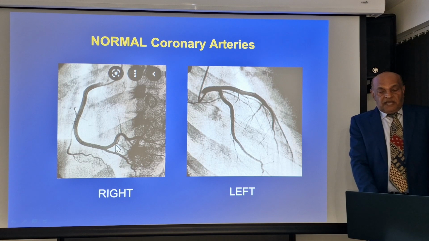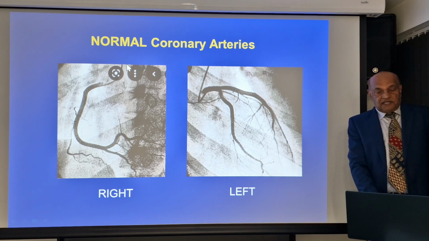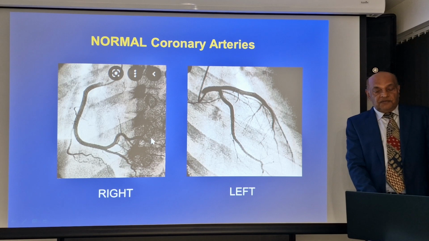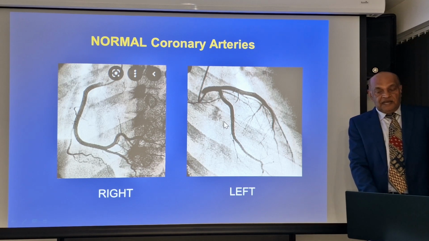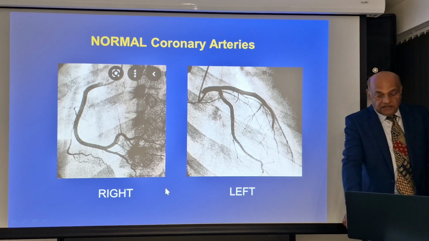So here's what a normal coronary angiogram looks like. The catheter is coming here, and this is the right coronary artery, and you can see the dimensions of the vessel are fairly uniform, and it flows all the way unhindered, and this is the left coronary angiogram.